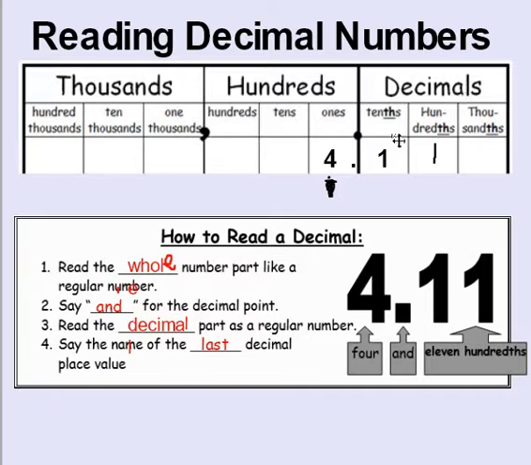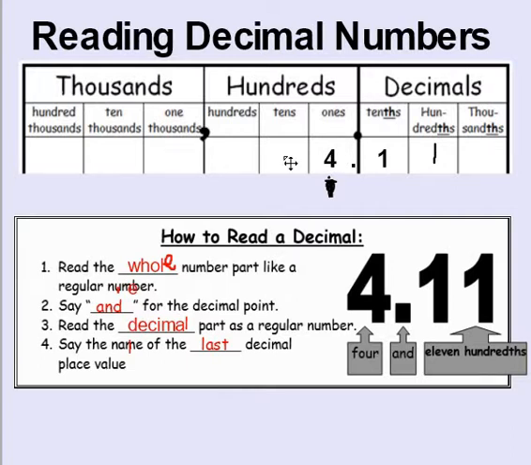First of all, remember that decimals are representing parts that are less than one whole. Everything to the right of the decimal point is really representing a fraction, a part of a whole. Anything to the left of the decimal point is representing whole numbers, whole pizzas.